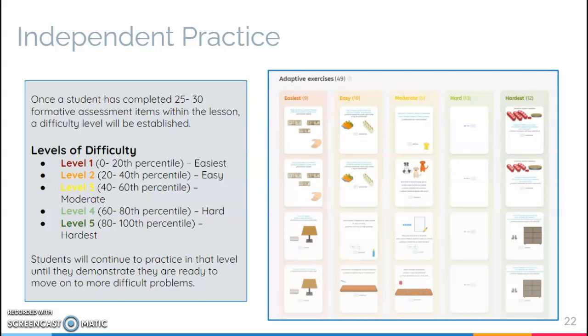Once students have completed 25 to 30 different assessment problems, Snappet is able to determine their level of understanding and assigns a level of difficulty. There are 5 levels of difficulty. Students continue working within this level but are moved to more difficult or less difficult problems as they are ready or as their performance shows.